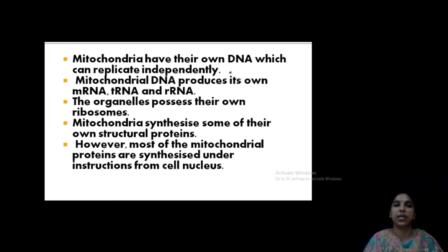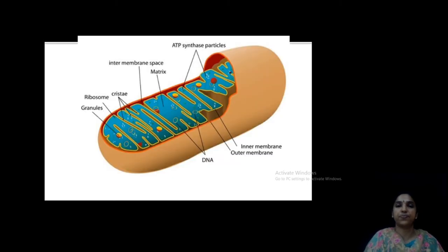Okay. Now the mitochondrial DNA is very important; it is double stranded DNA, and it has its own ribosomes also. Mitochondria have their own ribosomes, and the mitochondrial proteins are synthesized under the instruction of the nucleus. You already know what protein synthesis is. It synthesizes its own structural proteins also.